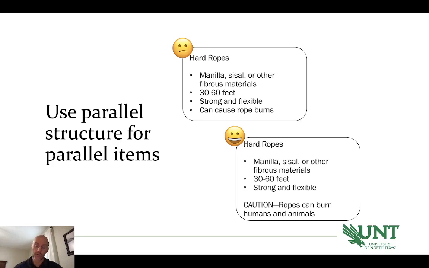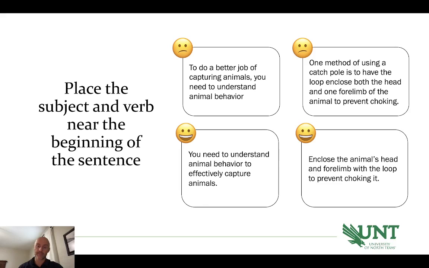So instead, what we probably need to do is keep those first three items in a bullet list, but then include that last bullet as its own thing. It looks like it's a caution to me. So we might say, caution, ropes can burn humans and animals.